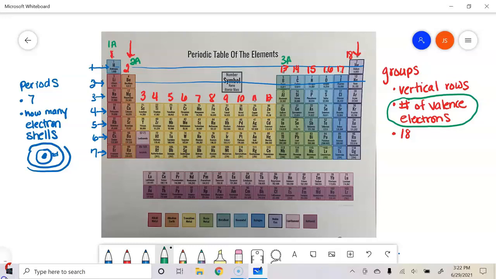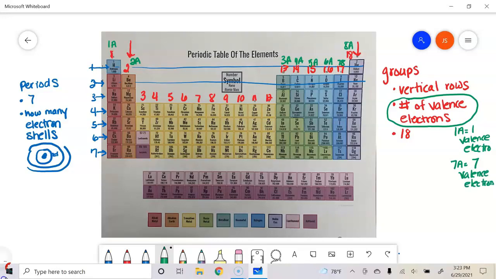So this would be 3A, 4A, 5A, 6A, 7A, 8A. So by looking at, for instance, 1A has 1 valence electron. 7A has 7 valence electrons.